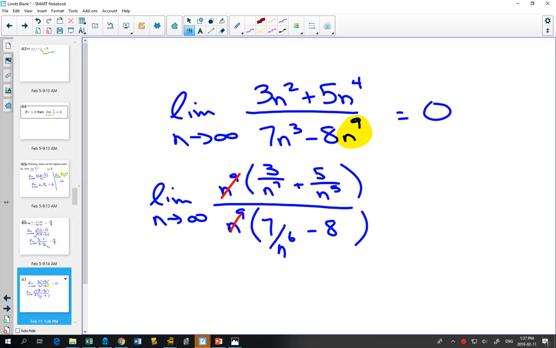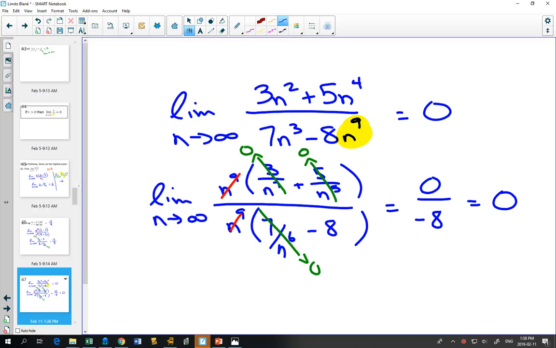The n to the 9s would simplify. These would all go to 0. And so simplifying it would give you 0 over negative 8, which ends up with 0. Okay, again, you could see it just by looking at it originally. So that's what happens when the powers aren't the same.